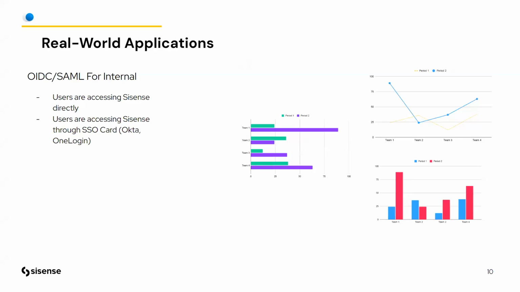And then both OpenID Connect and SAML for internal, like I was just saying, users accessing Sisense through a single sign-on card. And the reason that I put them next to each other is it's almost indistinguishable which one you're using. So do whichever one your IDPs support. So if it just supports SAML, do SAML. OpenID Connect, like I said, is going to be a little bit more secure, so you might lean towards that, but both will work just fine.